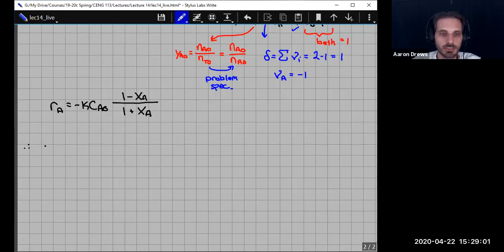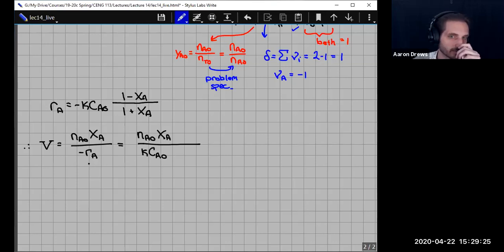So if we now substitute that in and say V is N_A0 X_A divided by -R_A, we will end up with N sub A0 X sub A. And then on the bottom, we'll have our rate, which is K C_A0. The negative signs will cancel out. So it's already negative R_A, but R_A itself is already negative. So that cancels out. And then we're left with 1-X_A.